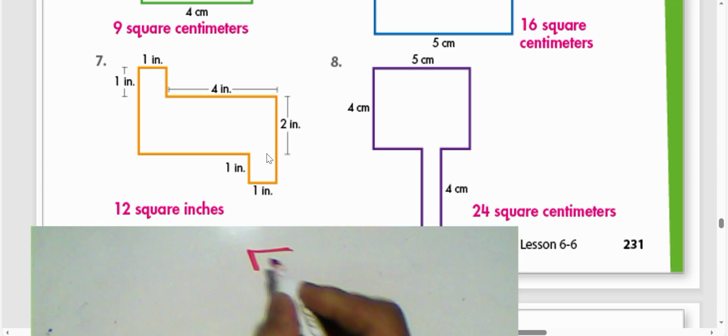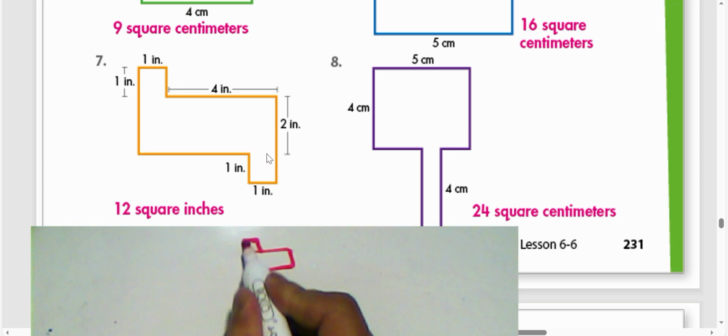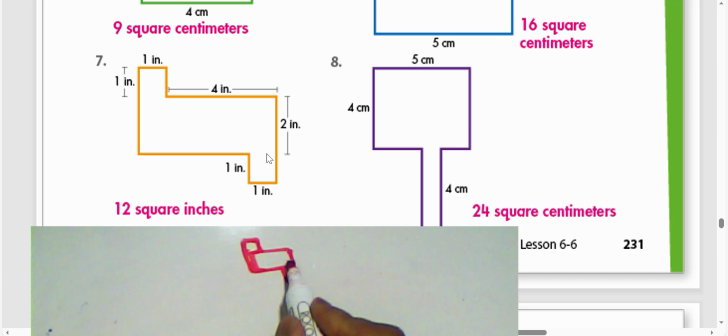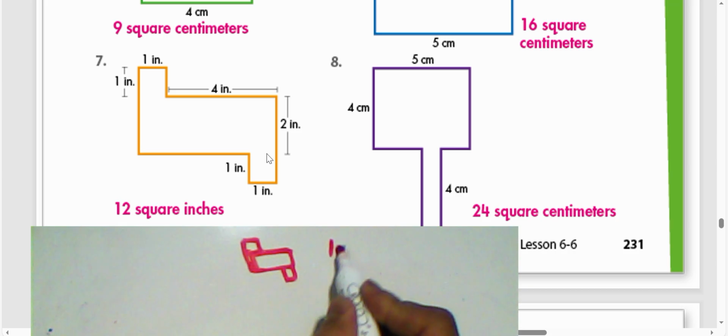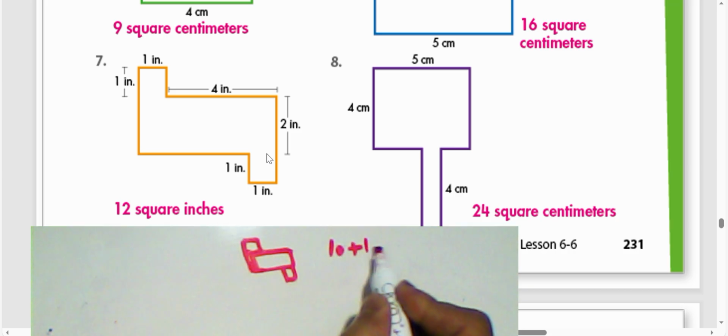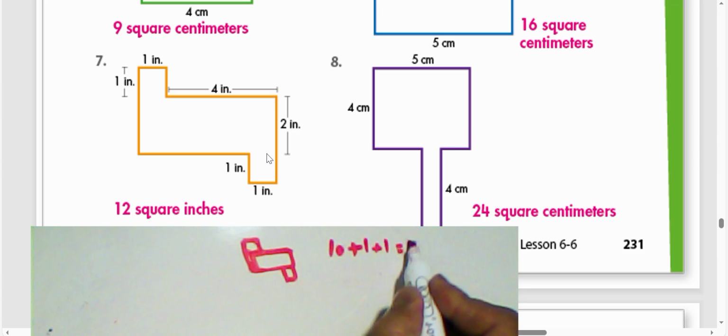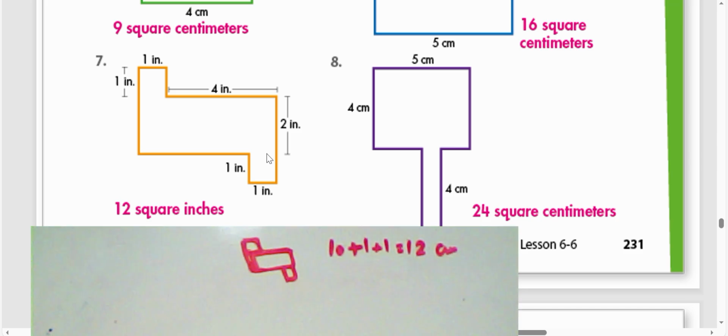Then, look at here, two rectangles, the first up and second. The first here, we can write this line segment 5. 5 times 2 equals 10, and 1 times 1 equals 1, 1 times 1 equals 1. The area will be 12 square inches.